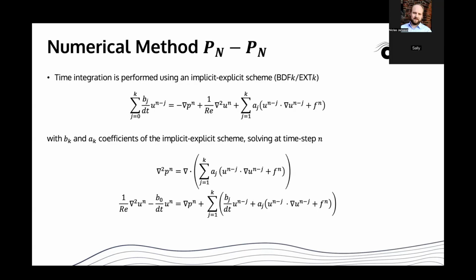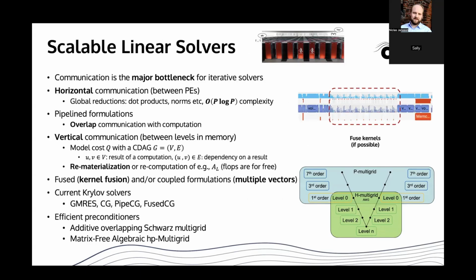You don't need such a good preconditioner for those. But then you have the pressure equation, which is the main source of stiffness for the fluid equation, or for the Navier-Stokes equation. And that's why you need a good solver for the pressure here as well. And that is why we have spent a lot of time developing scalable linear solvers in Neko, looking at communication, which is the main bottleneck in these iterative solvers, basically Krylov solvers, because we cannot communicate across the entire computer room. So you need to minimize what we call horizontal communication, especially reductions.